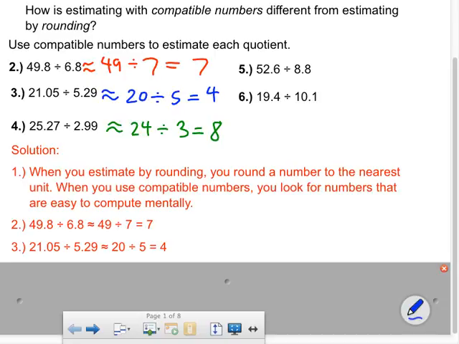Audrey, do you want to take a guess? 52, 32. Wait, number 5? Uh-huh.